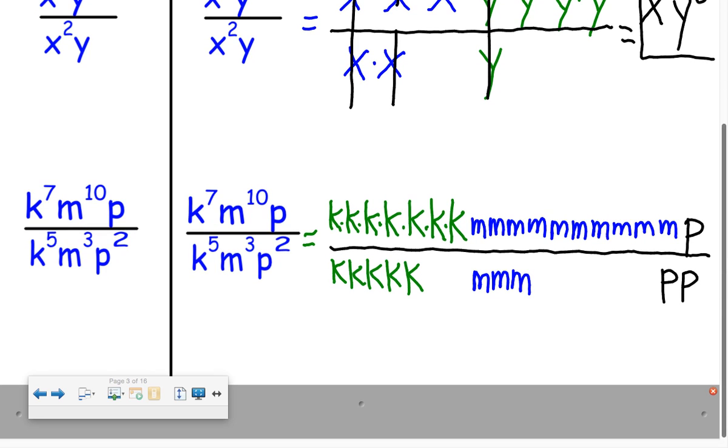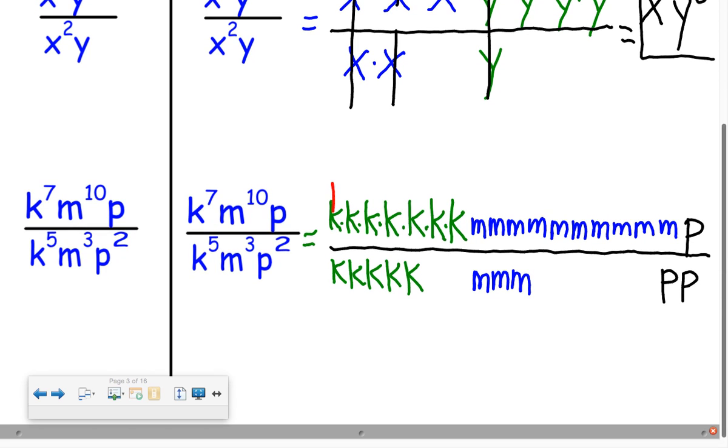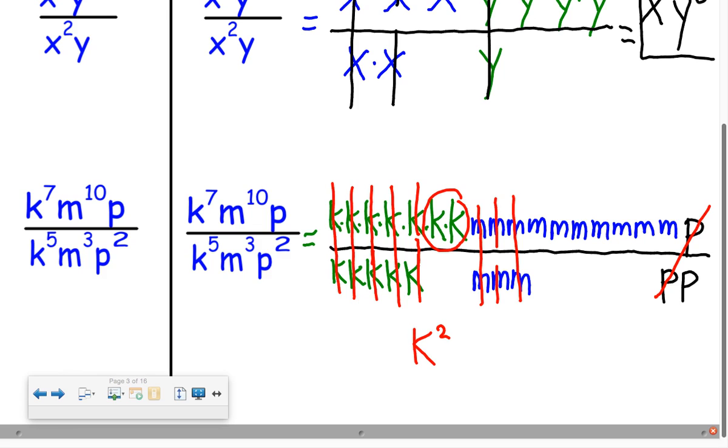Alright, so I'll start canceling. It's being a little weird here. Okay, so on the top I'm left with these 2 k's, these 7 m's. On the bottom, I am left with just this p. So my answer is k squared m to the 7th over p.